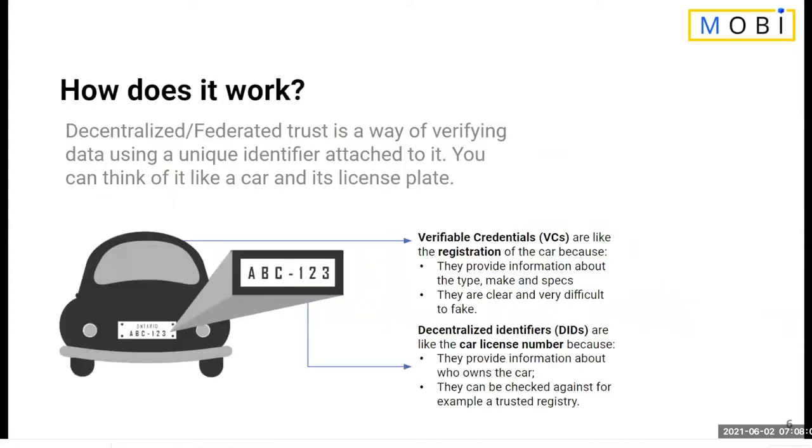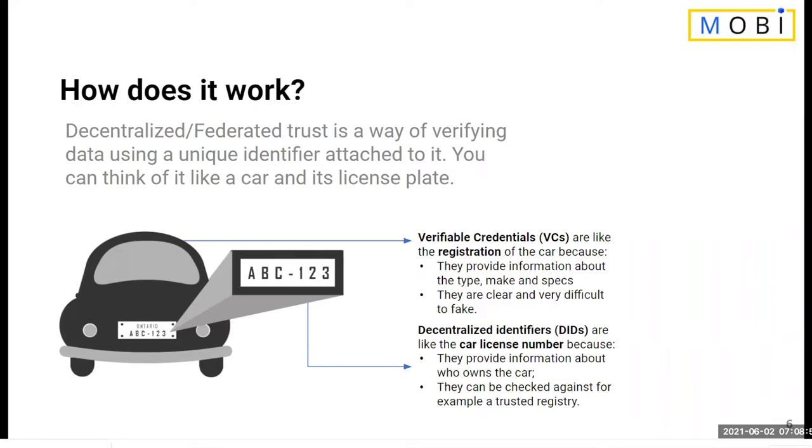So how does it work? Decentralized and federated trust is a way of verifying data by using a unique identifier that is attached to that data. You can think of it like a car and its license plate. A verifiable credential is like the registration of the car, and lo and behold, MOBI has a vehicle identity, a VID certificate, defined, the standard for that. So you can provide information about the type, make, and specs. They're very clear and very difficult to fake, these credentials. And they're an established standard. Happy to share links to those standards after the lecture.